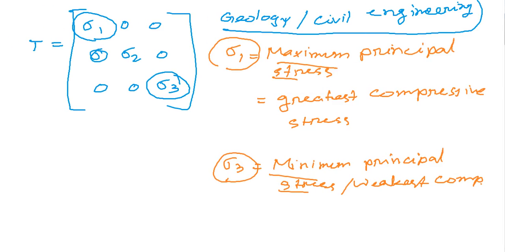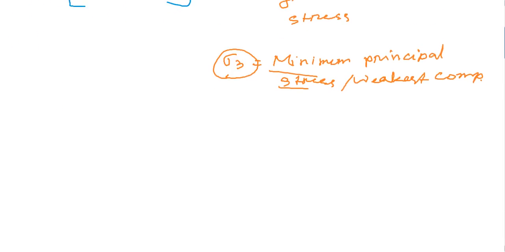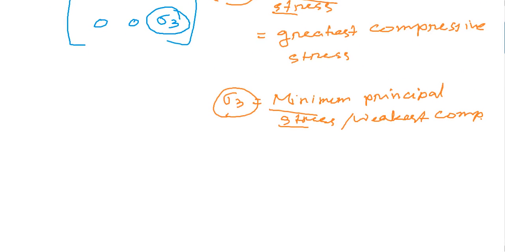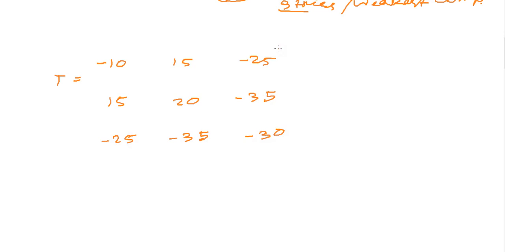We already know how to calculate the principal stresses. So for example, I'll give you an example of a stress tensor: minus 10, 15, minus 25; then 15, 20, and minus 35; and minus 25, minus 35, and minus 30. From this stress tensor, we have already calculated the principal stresses in the previous lecture.